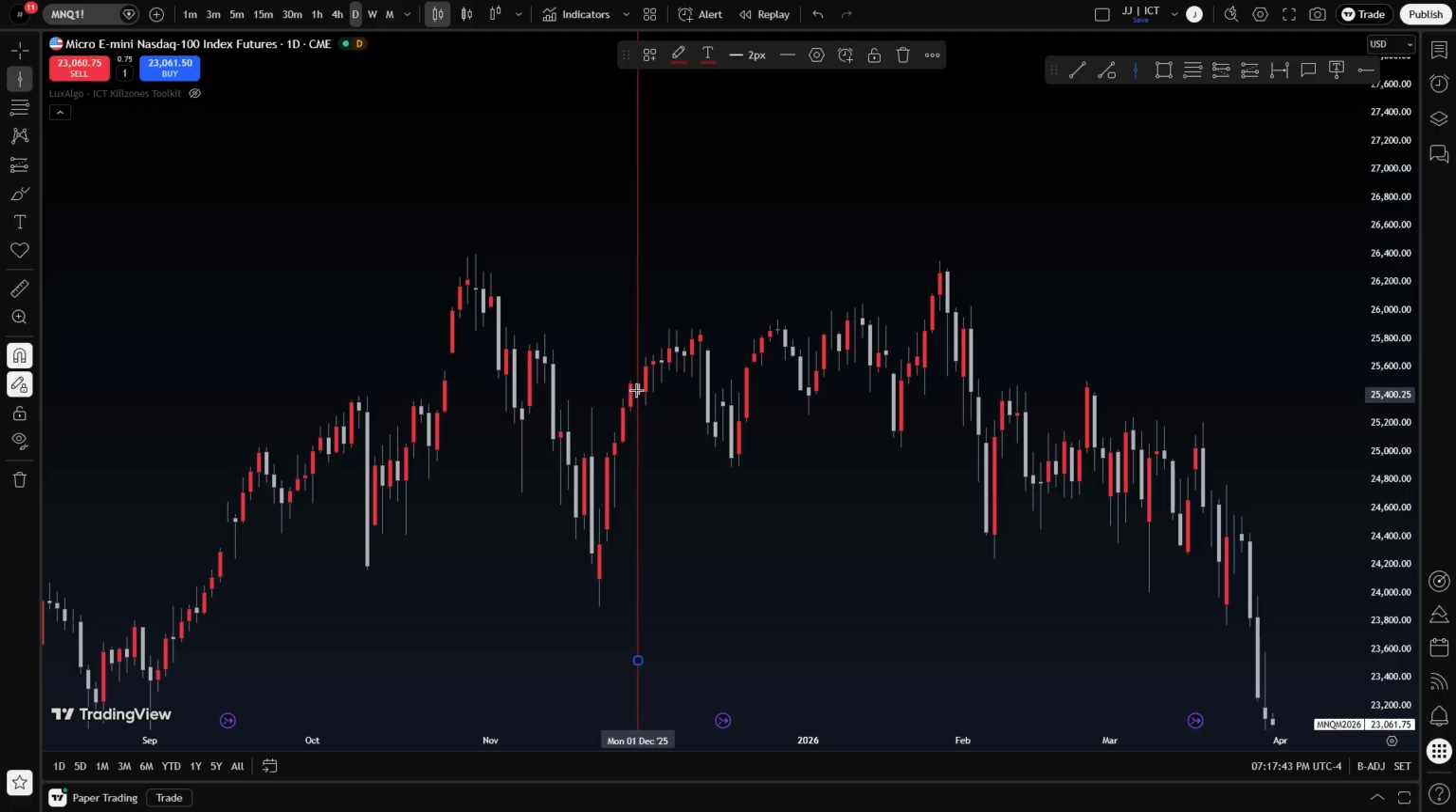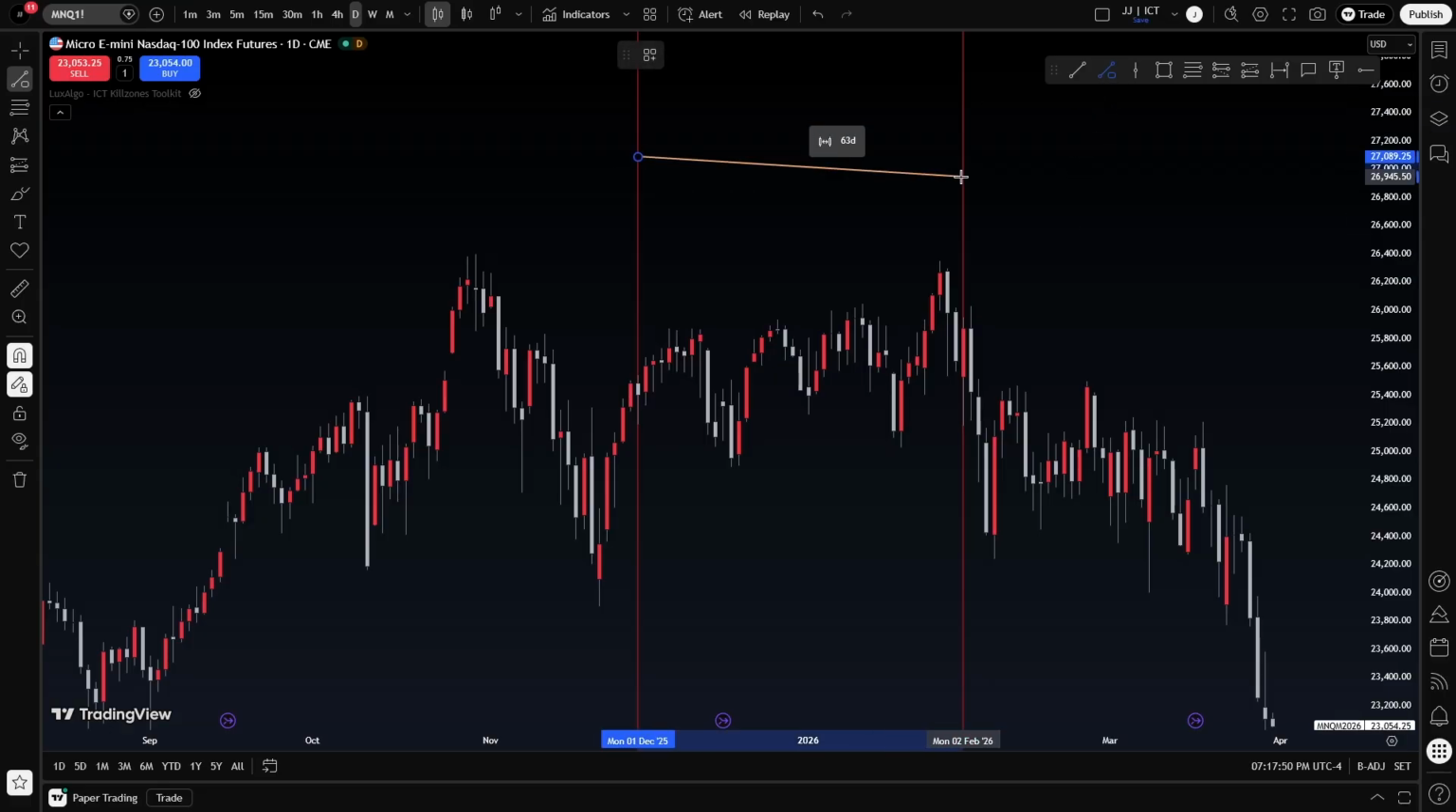I think it was December. Yeah, December 1st, I think. Because hold on, if I marked it here and I do this, it should be 60 days. Yep, it is 60 days apart. Okay, nice. You delete that.